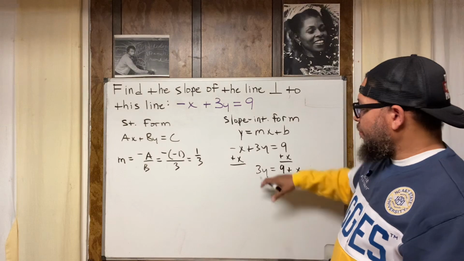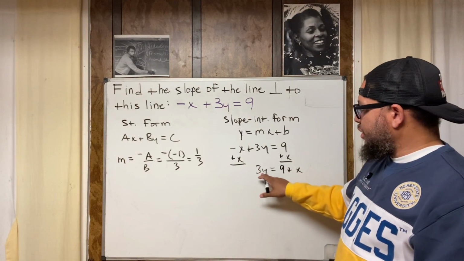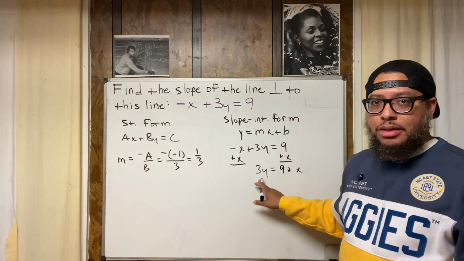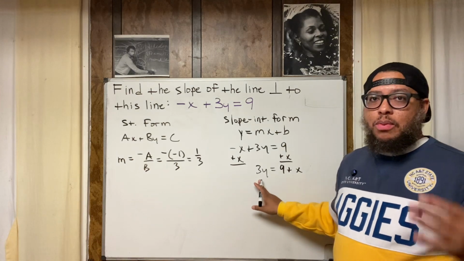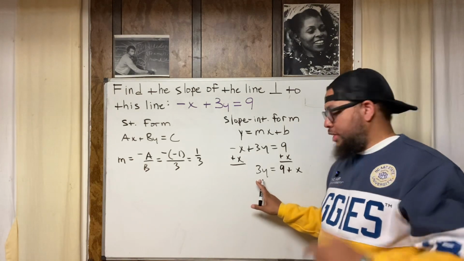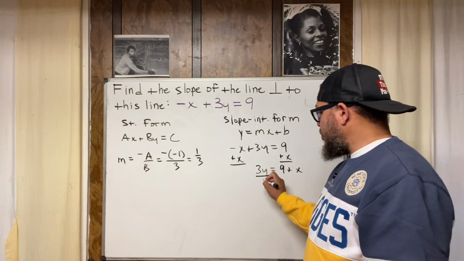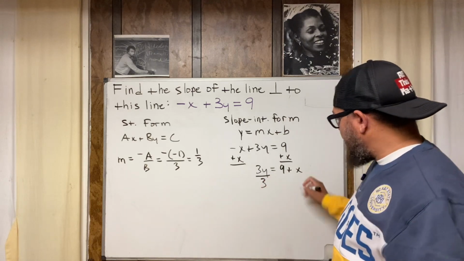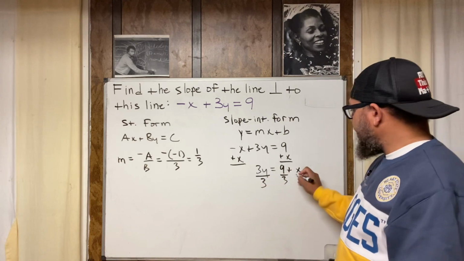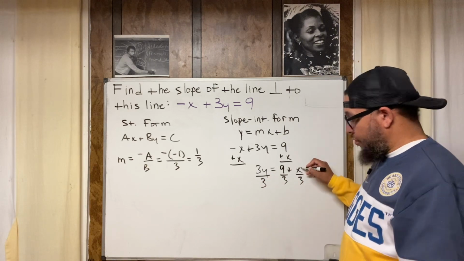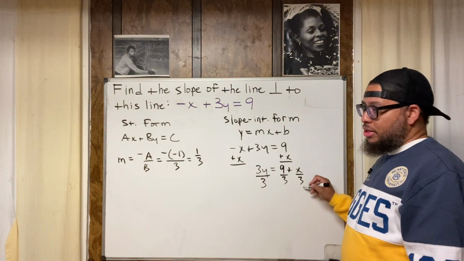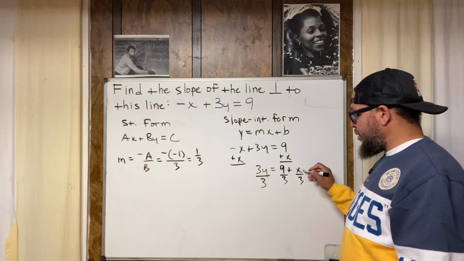All right, now we got to get rid of this 3. How do we get rid of the 3? Opposite operation. What is this? 3y means 3 times y. 3 times y is multiplication. What's the opposite of multiplication? Division. You said it, division. So divide everything by 3. Everything gets divided by 3. The 9 gets divided by 3. The x gets divided by 3. We can't add x and 3. We can't subtract 3 from x. But we can do this.